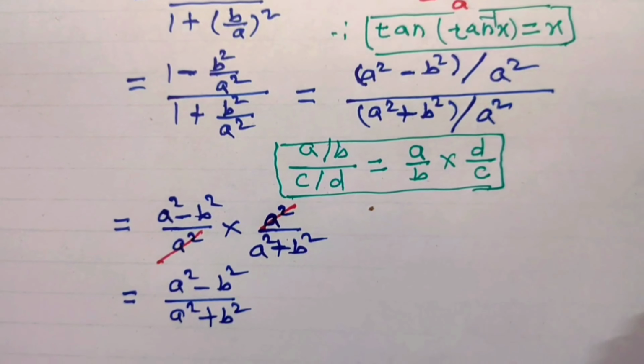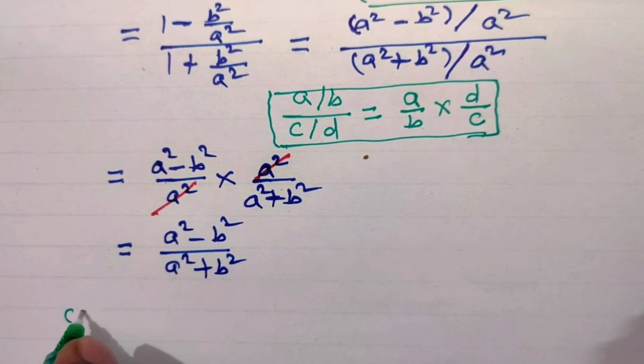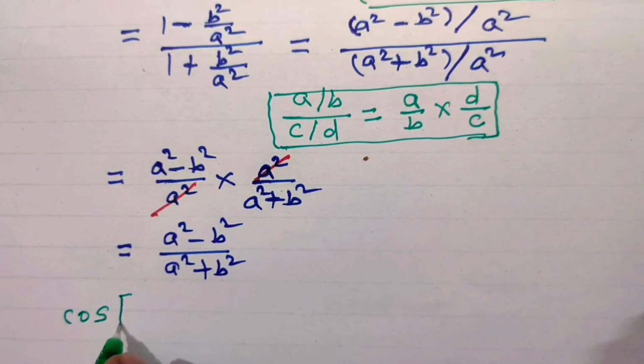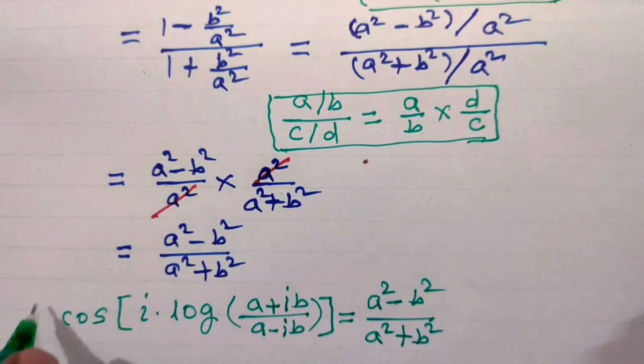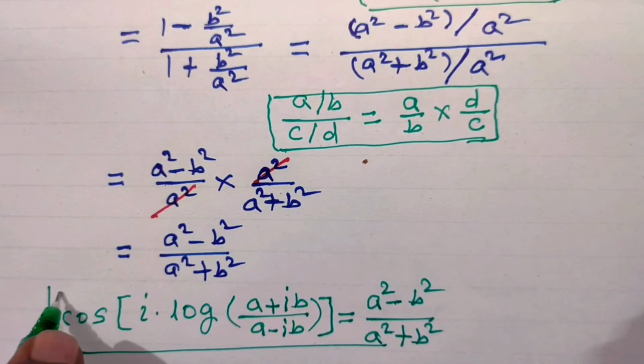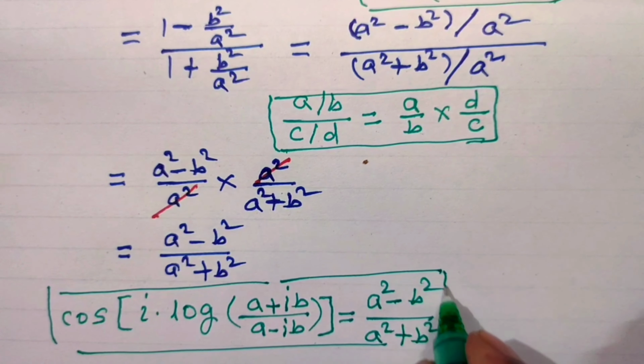Hence the final answer is cos of (i into logarithm of (a plus ib) divided by (a minus ib)) is equal to a square minus b square divided by a square plus b square, and this is the solution of the given sum.